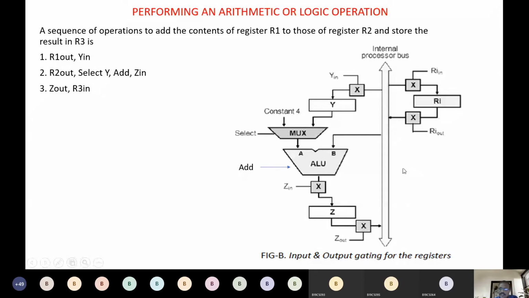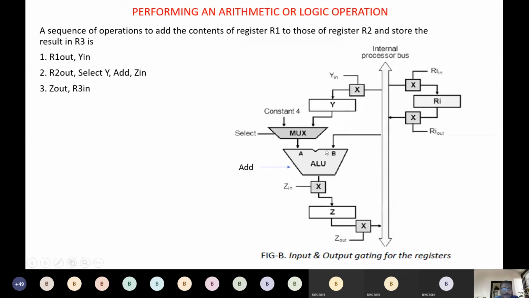So in the second register, R2, when we say R2 out is equal to 1, the data from the R2 register is placed onto the processor bus. Because out means data flows from the register to the processor bus. But who will receive this data from R2 which is placed on this bus? Who will receive? So you can see select Y.